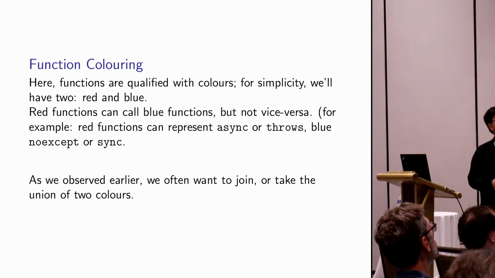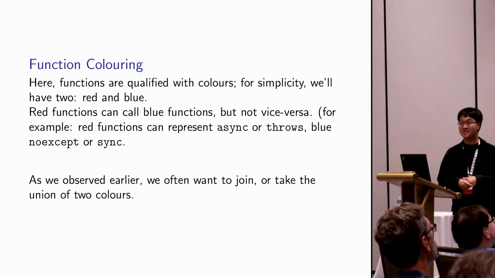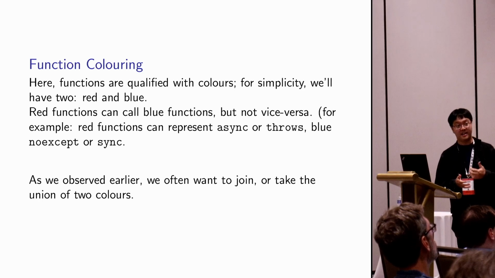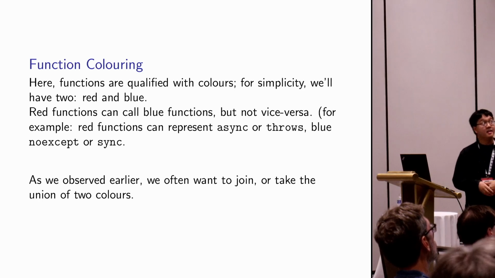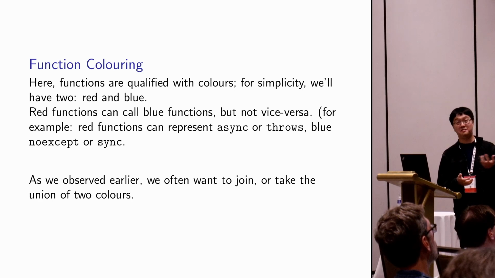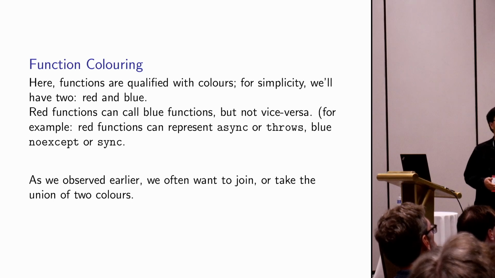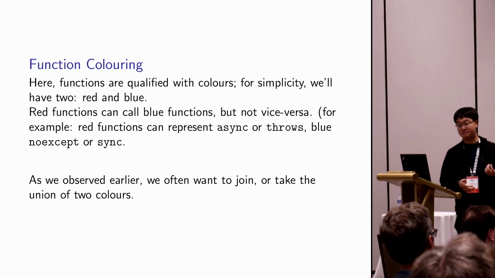Another application which we examined, as a case study, was function coloring. And function coloring shows up in many forms, like async or await, or throws and no except. Today, we're just going to talk about colors for simplicity. Two colors, red and blue. Red functions can call blue functions, but not vice versa. And red functions in this case can represent async or throws, and blue, no except or sync.